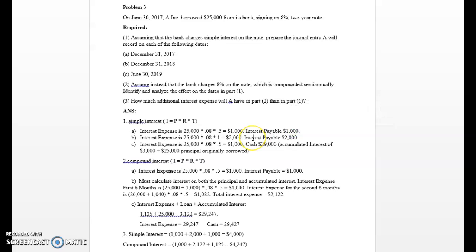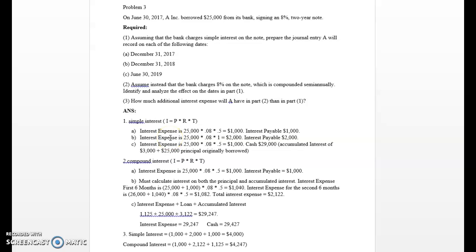So in your journal entry, interest expense will go up $1,000, and then interest payable will go up $1,000. All right. And then for December 31st, 2018, once again, same formula, $25,000, which is the money borrowed from the bank, times our interest rate of 8%, times 1, because we are going now from December 31st, 2017 to December 31st, 2018, so it's a full year. That's going to give us our interest expense of $2,000. So in the journal, interest expense will go up $2,000, interest payable will go up $2,000.